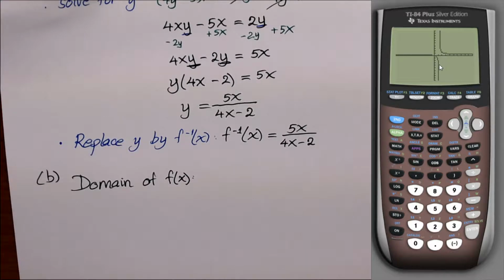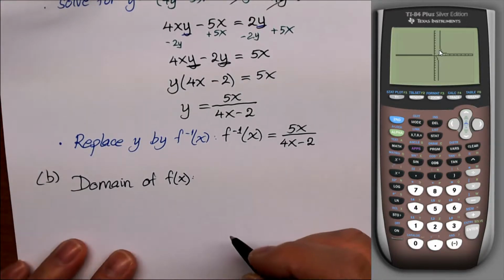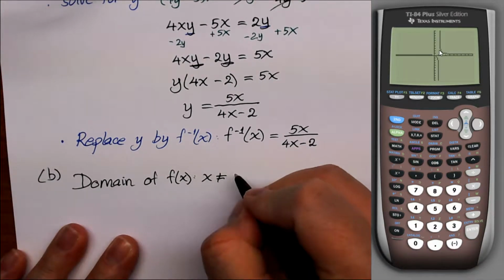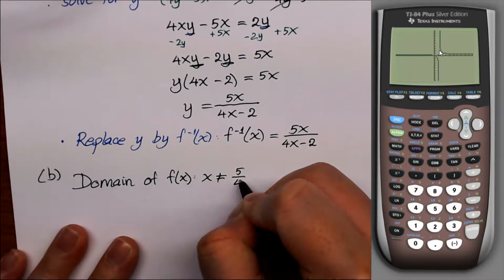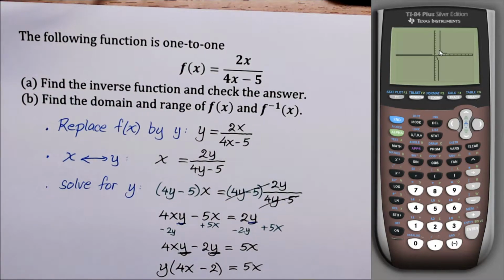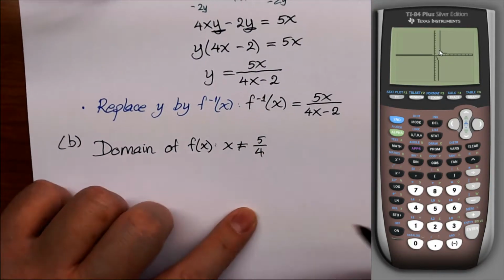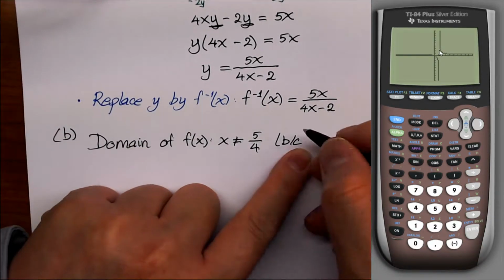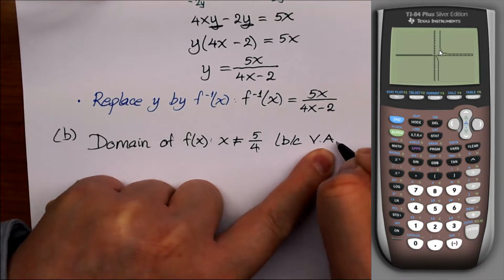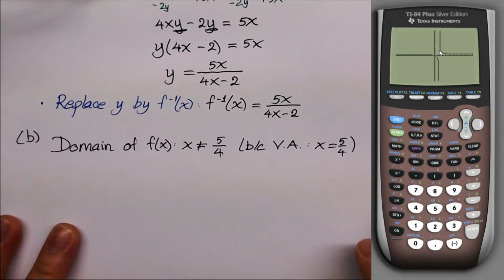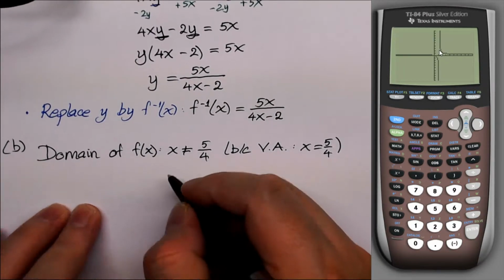So we will have 4xy minus 2y equal to 5x. Since both of them have y, we can factor it out. Factor the y. We have 4x minus 2. And finally, to solve for y, we divide by 4x minus 2 on both sides. We have y equal to 5x over 4x minus 2.